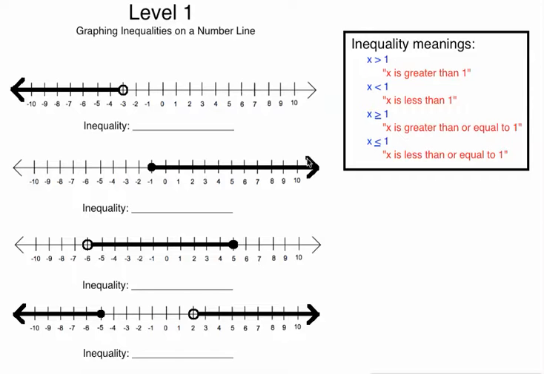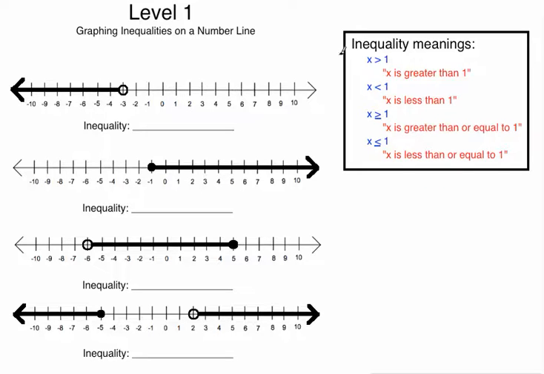Level 1 for XEI 506 is graphing inequalities on a number line. You're going to be asked to both tell me what the inequality is when you're given a number line, like all these problems here, and you're going to be asked to graph an inequality that you're given on a number line. I'm going to go through the first type, and then the second type should follow pretty easily from understanding how to read a graph.